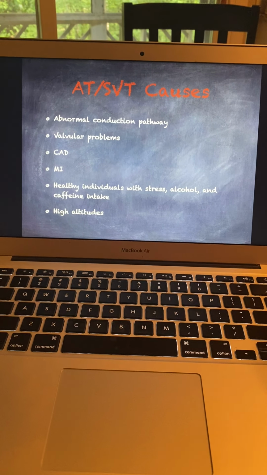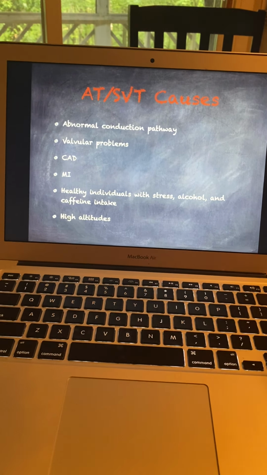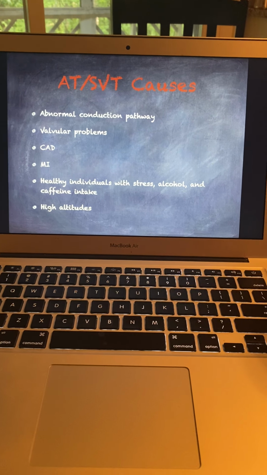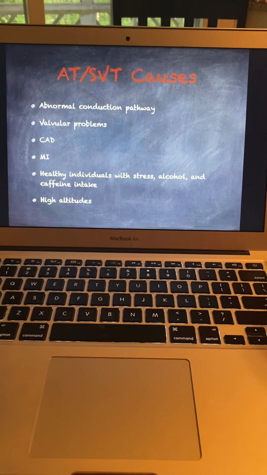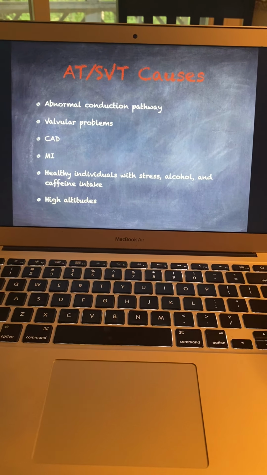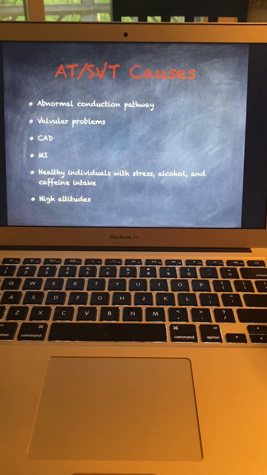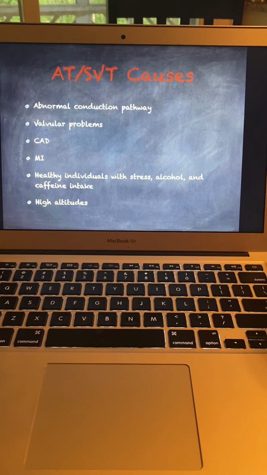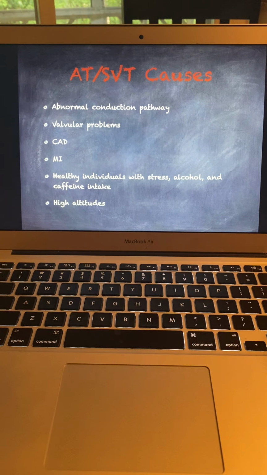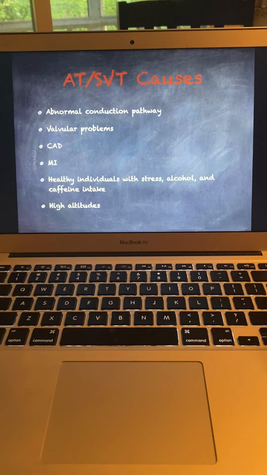Okay, some causes of AT and SVT: abnormal conduction pathway, which we talked a little bit about, valvular problems, coronary artery disease, and myocardial infarction. In healthy individuals, you can see SVT occurring with stress, alcohol intake, and caffeine intake. Another side note to think about is that high altitudes can also cause patients to have atrial tachycardia and SVT.